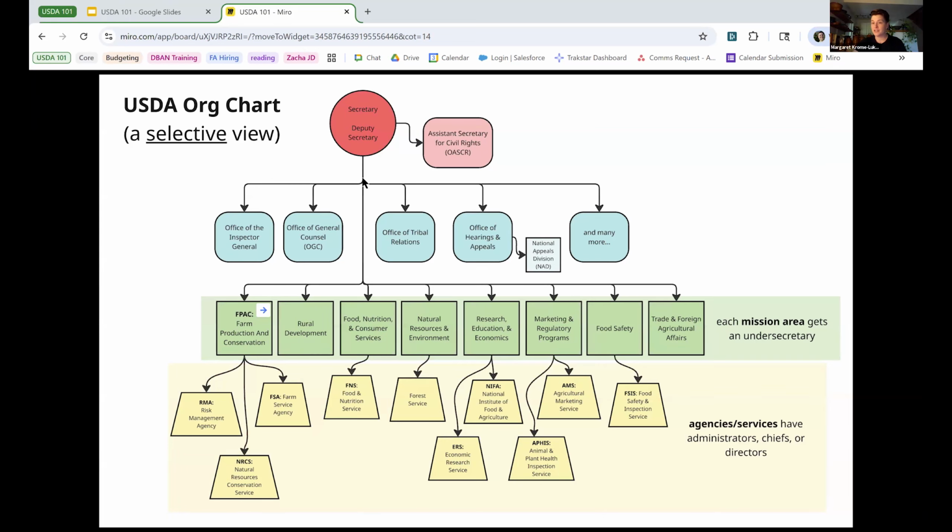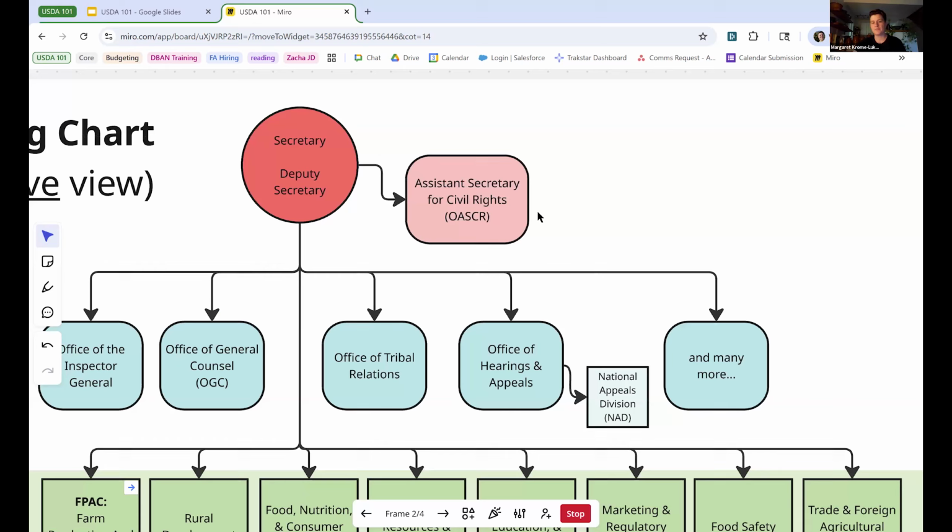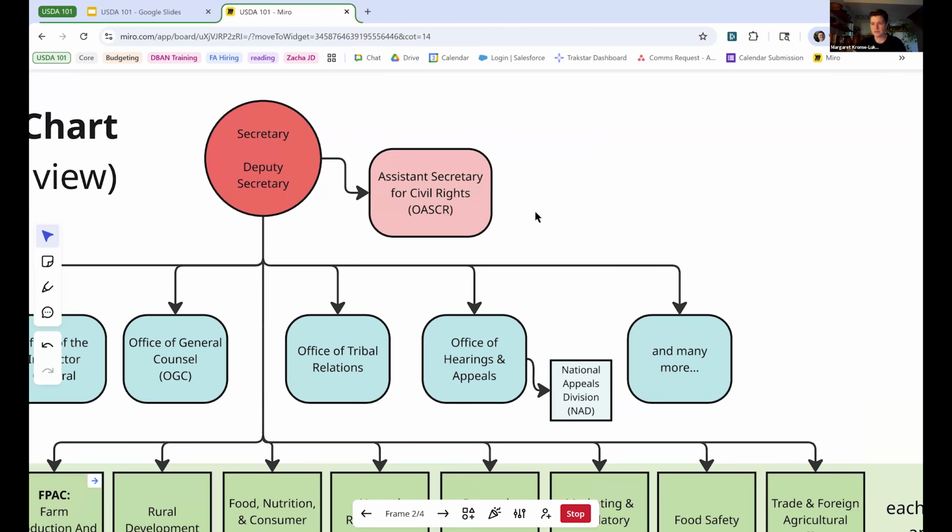So the secretary's in charge. The deputy secretary is the number two in charge. And there are a number of assistant secretary offices. The one that we'll look at today is the assistant secretary for civil rights. They handle civil rights complaints. There's an official process, civil rights complaints, and they go here.